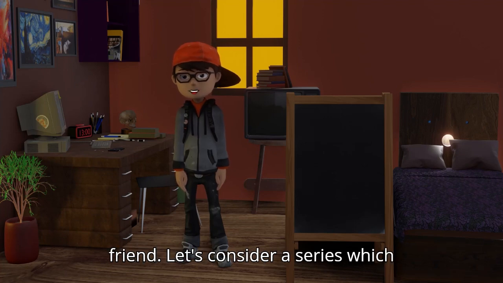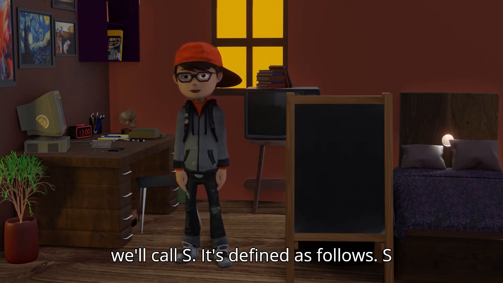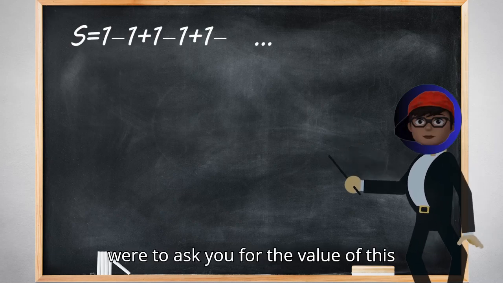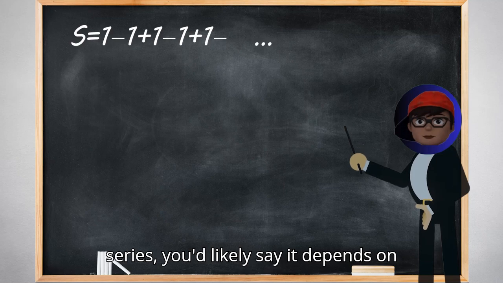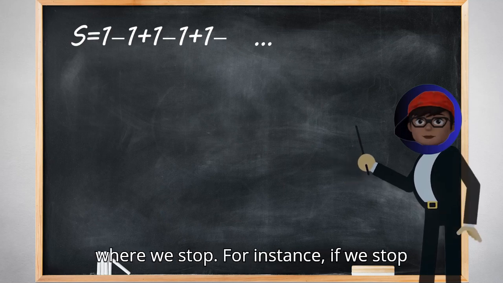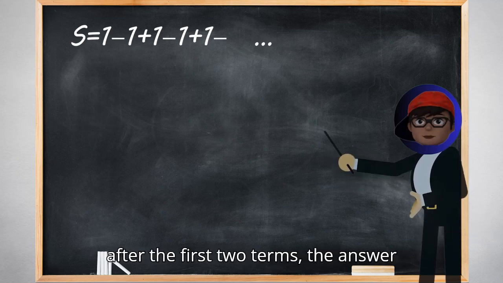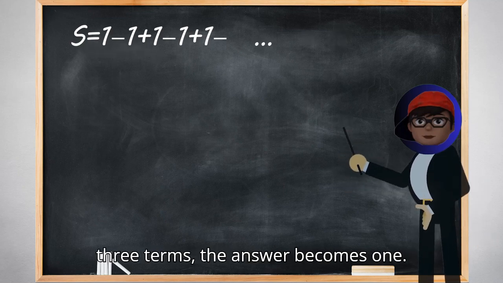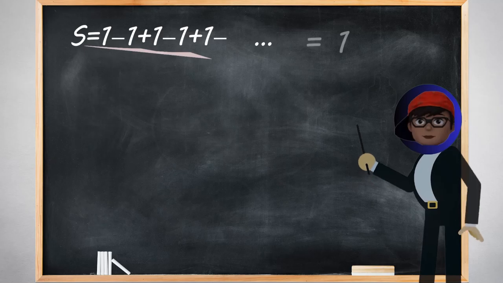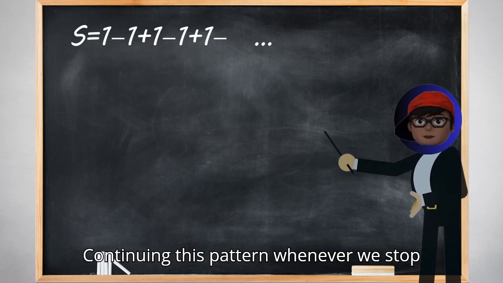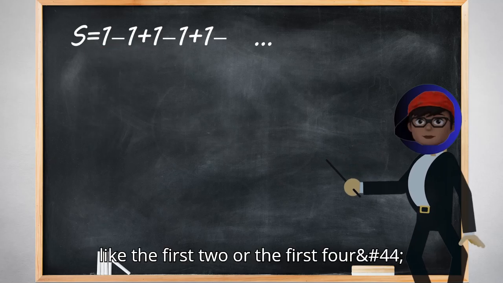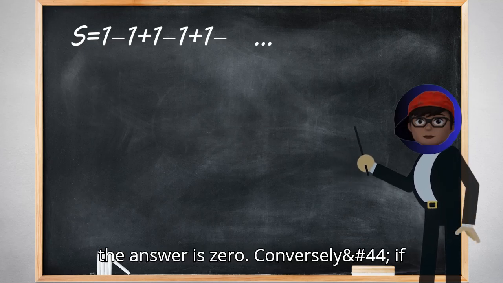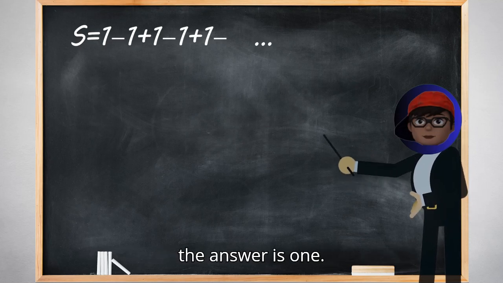Let's consider a series which we'll call S. It's defined as follows: S = 1 minus 1 plus 1 minus 1 plus 1, etc. Now, if I were to ask you for the value of this series, you'd likely say it depends on where we stop. For instance, if we stop after the first two terms, the answer would be 0. If we consider the first three terms, the answer becomes 1. Continuing this pattern, whenever we stop at an even number of terms, like the first two or the first four, the answer is 0. Conversely, if we stop at an odd number of terms, the answer is 1.